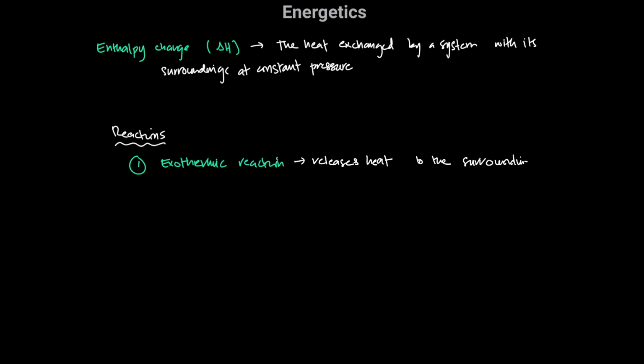Now again, delta H refers to the heat exchanged by the system with its surroundings. So if the system is losing heat, delta H is negative. And the letter Q represents the heat gained by the surroundings.